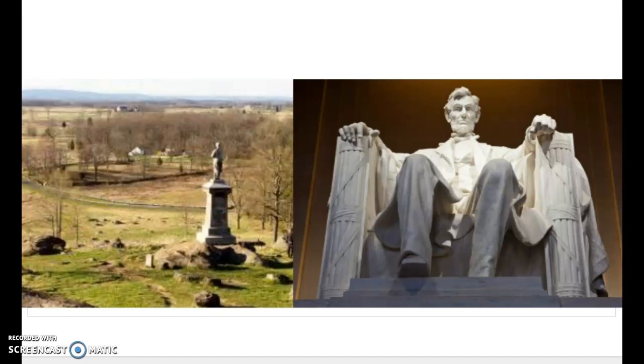In his famous Gettysburg Address, when he was dedicating the cemetery for people who had died there, he spoke about how that we were highly resolved that these dead shall not have died in vain. This nation, under God, shall have a new birth of freedom, and that government of the people, by the people, for the people, shall not perish from the earth.